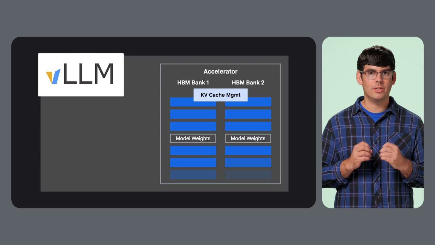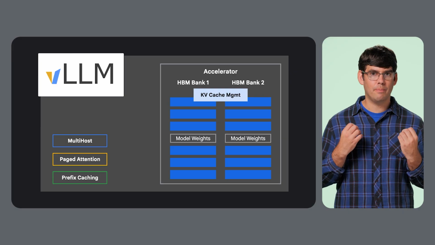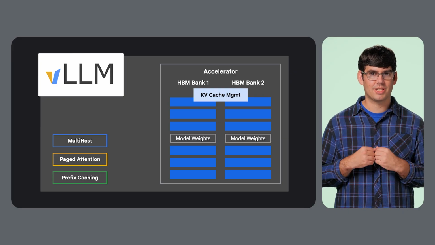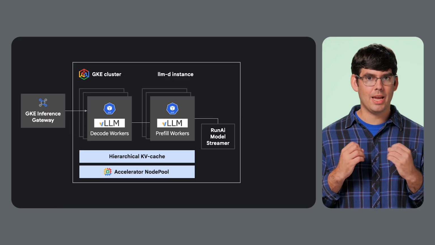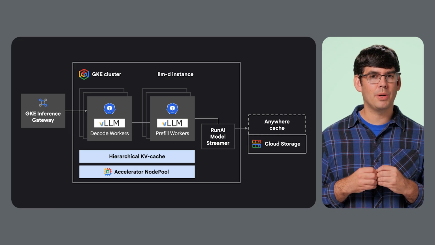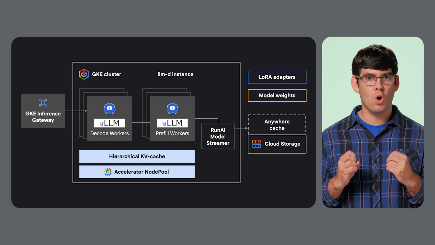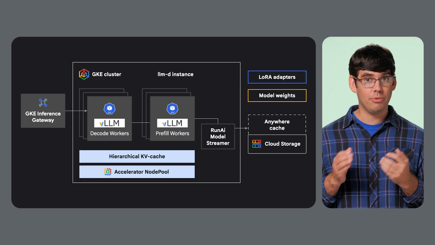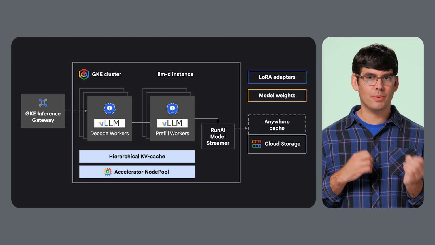vLLM is well-known as a fast and affordable library for LLM serving, using techniques like paged attention to manage memory efficiently during text generation. And when it comes to scaling up your inferencing workload to handle more incoming traffic, perhaps you might want to consider llm-d. llm-d is a powerful open source framework designed for high throughput LLM serving, offering advanced features to optimize performance and cost for large-scale deployments.